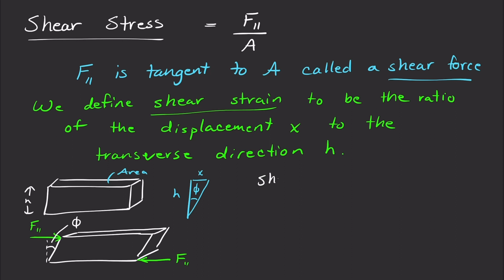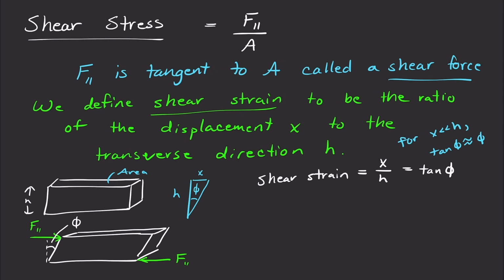And so our shear strain, which is the response to this shear force, is just given by the ratio x over h, which, if this was given in terms of phi, would just be tangent of phi. For this triangle, tangent of phi is opposite over adjacent, so that's x over h. The reason we write it this way is that for x much smaller than h, tangent of phi is roughly equal to phi, and this is measured in radians.